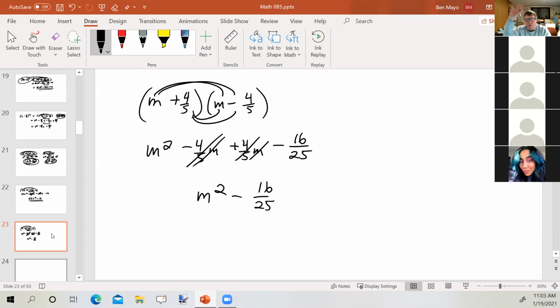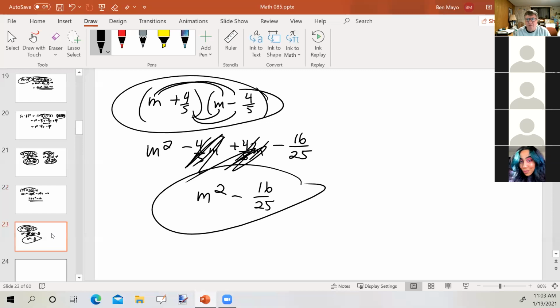Mr. Mayo, I've got a question. Yes, what? So if we recognize this as the difference of two squares, could we just go straight here and skip those middle terms? Absolutely, but make sure you've got that you're dealing with, okay?